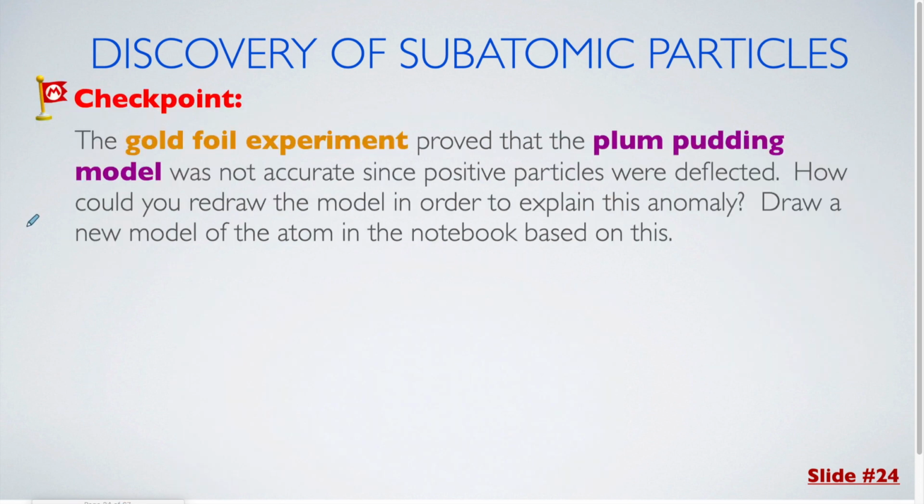All right, for your next checkpoint question. The gold foil experiment proved that the plum pudding model was not accurate, since positive particles were deflected. How could you redraw the model in order to explain this anomaly? Draw a new model of the atom in the notebook based on this. So at this point, you should pause your video for your drawing and then continue.